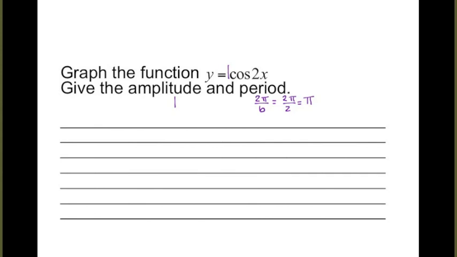The third thing that we'll need to consider before we can plot points is what kind of a trig function we have and the shape of that function. This is a cosine, so it's going to follow an up, middle, down, middle, up pattern.